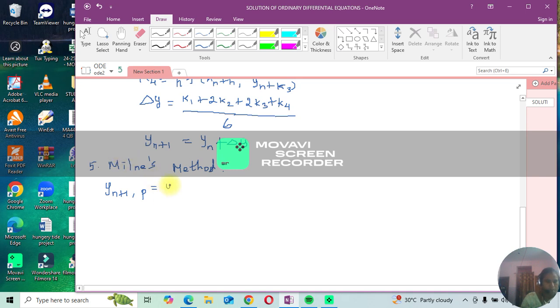So this one is y(n-3) plus 4h by 3 into 2y'(n-2) minus y'(n-1) plus 2y'(n). So this is the predictor formula, and the next one is y(n+1, c), the corrector formula.